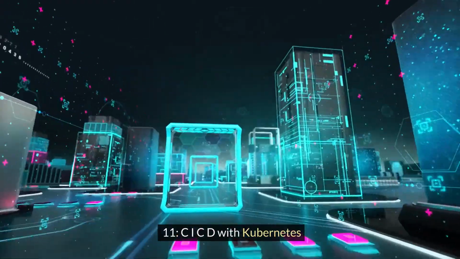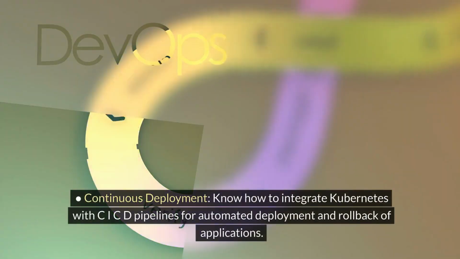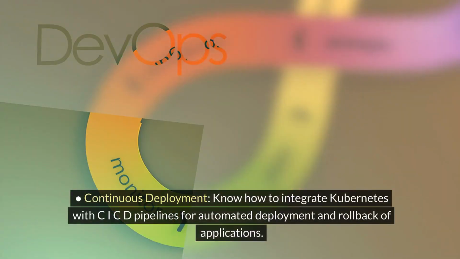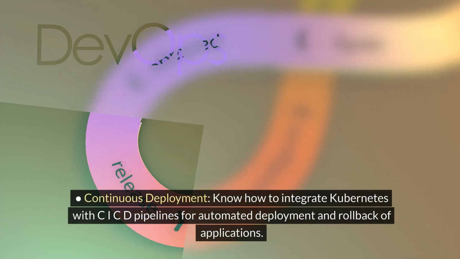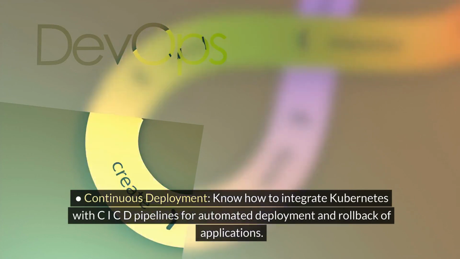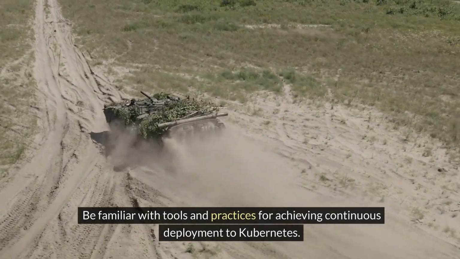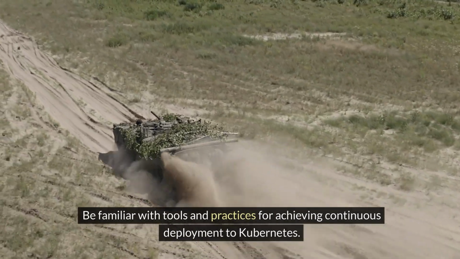11. CI/CD with Kubernetes. Continuous deployment. Know how to integrate Kubernetes with CI/CD pipelines for automated deployment and rollback of applications. Be familiar with tools and practices for achieving continuous deployment to Kubernetes.